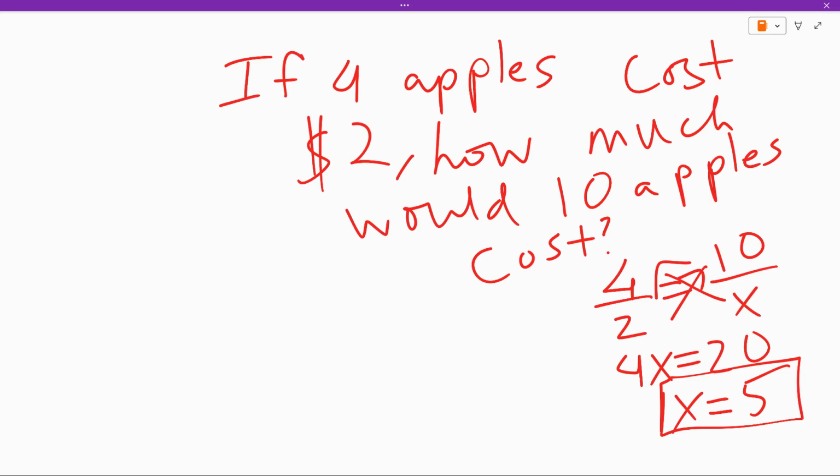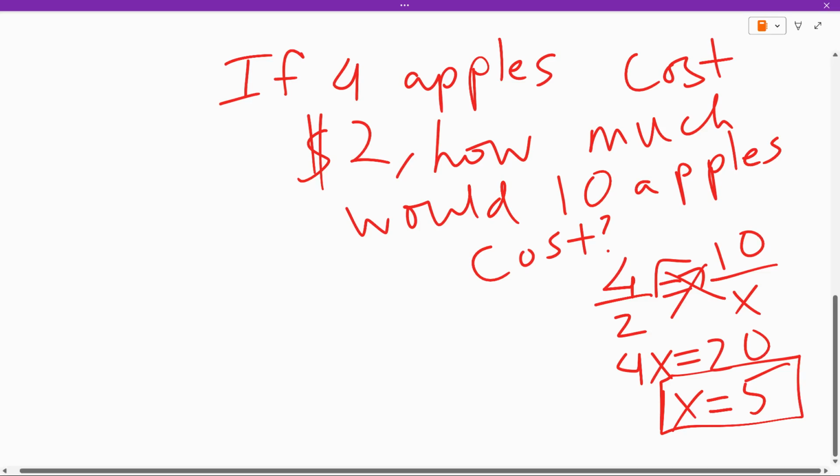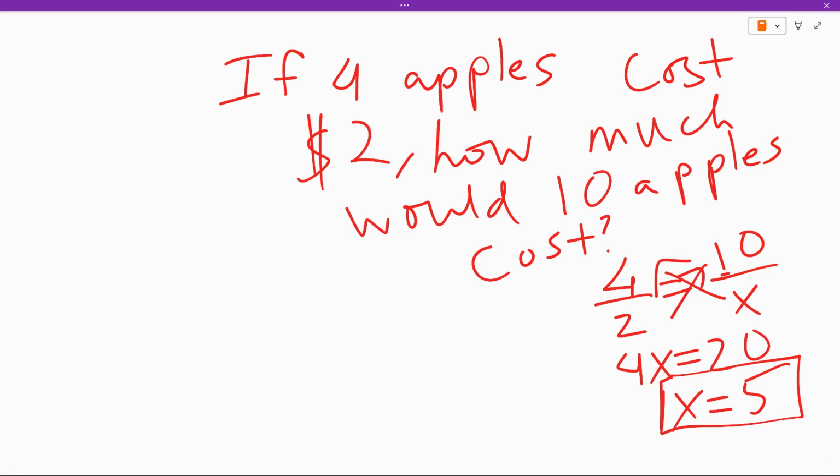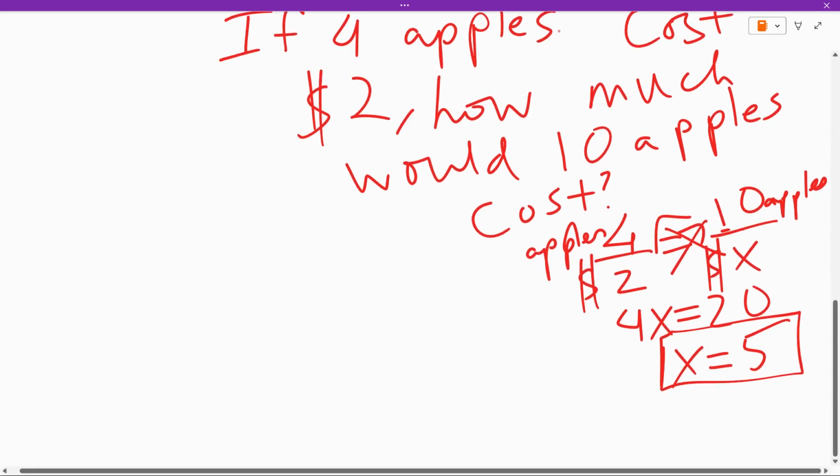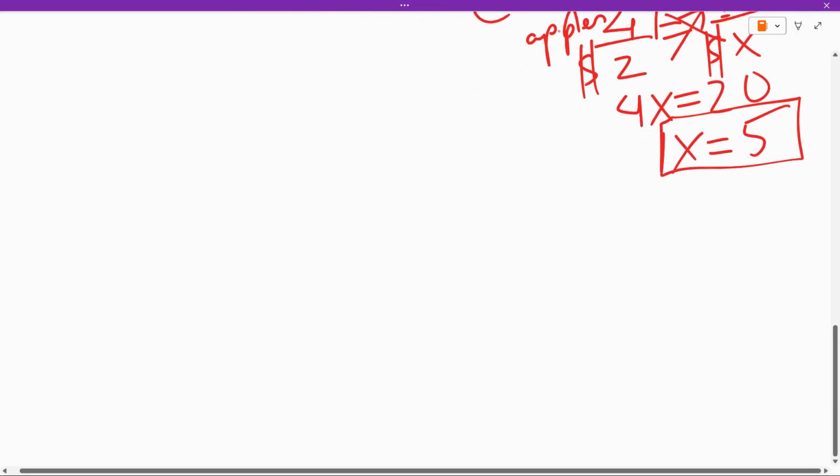And how do we solve this? We just set up a proportion. Remember that when we set up a proportion, notice how in the numerator we have corresponding types of elements. In the numerator here, we have 4 apples and 10 apples, and in the denominator, we have the cost. That's very important to keep in mind, to make sure that your proportion equation has all corresponding parts aligned, whether on the numerator or denominator.